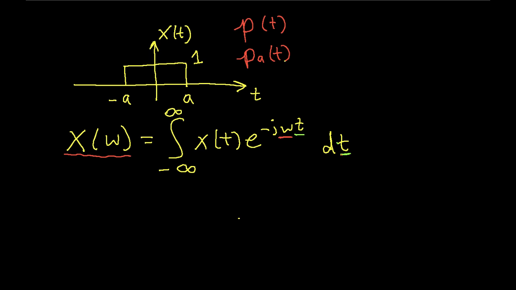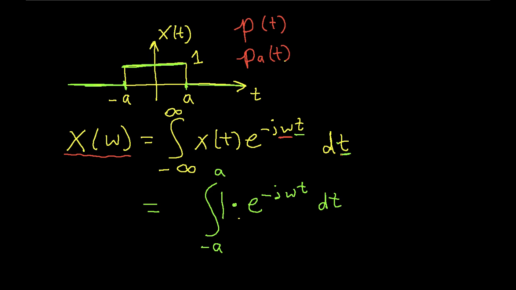The integrand here is an easy function to integrate for the following reason. If you look at values of t between minus a and a, the function has a value of 1, so I can write this as 1 times e to the minus j omega t. For values of t greater than a, it's 0, so the integral from a to infinity of this whole integrand will be 0, and I can ignore it. That means my upper limit will be a. And for values of t less than negative a, x of t is 0, so the integral from minus infinity to negative a will also be 0. So I can write this whole integral as the integral from negative a to a of 1 times e to the minus j omega t dt.